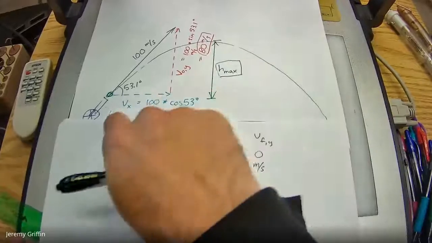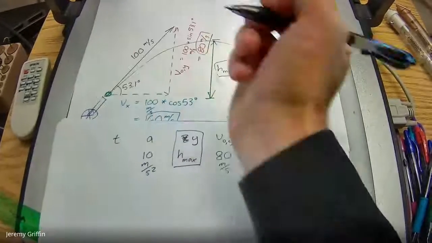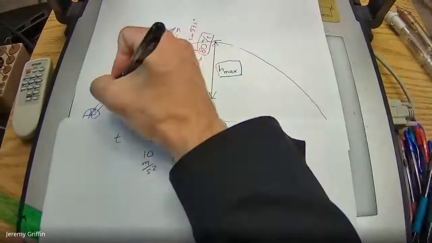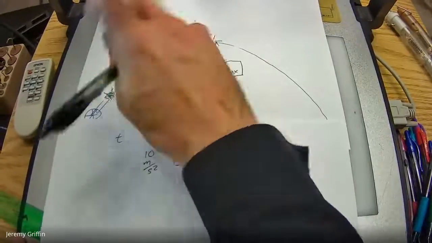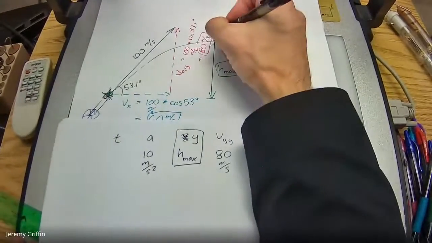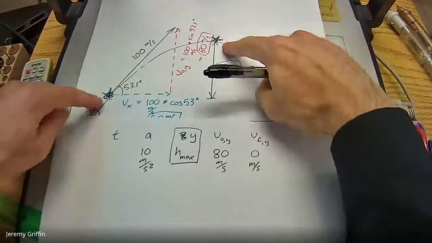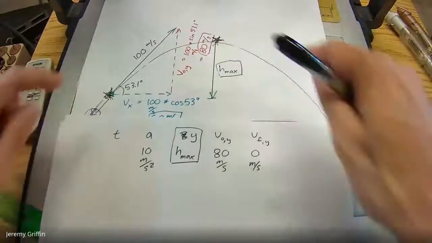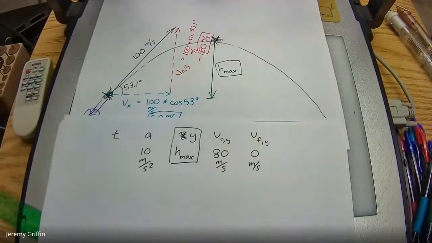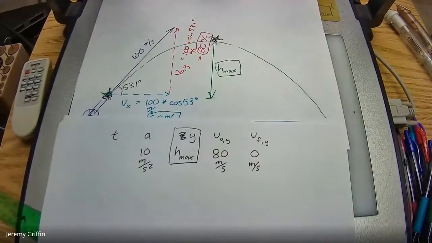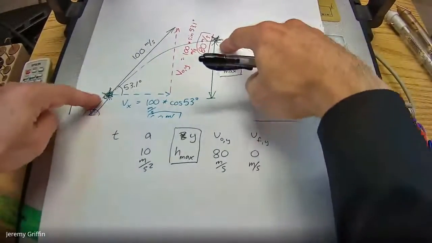You know what I should have done, but I'll do this right now, is identify the points that we're going from and to. Here's the initial point. It just left the cannon. Here's the final point that would allow us to solve for H max. We're going from point A to point B, initial to final. We've been doing that for over a week now. Whenever solving these kinematic problems, we're always picking point A, point B, initial, final.